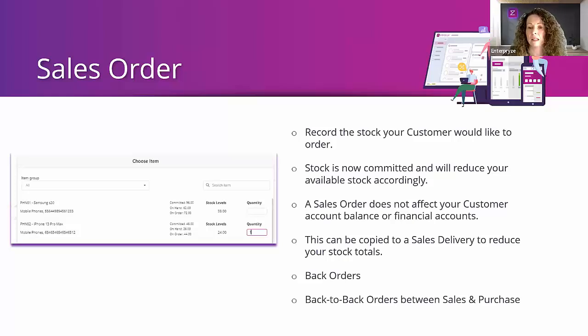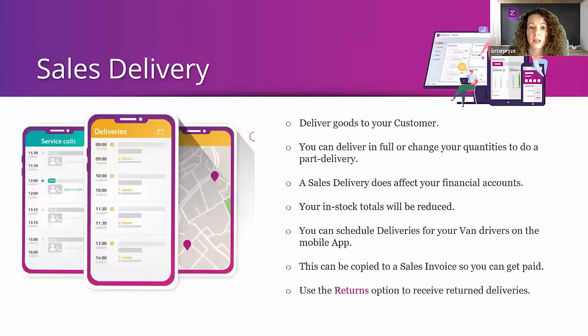And as I've said, this can then be copied on to a sales delivery, which of course will effectively reduce the stock totals. Orders can be back orders, back-to-back orders between sales and purchasing as well. So you can perform those within the actions menu. So that's where, of course, you've copied part of the order to a delivery and left some lines open. So you've got just a simple back order, or you want to ensure that stock is also purchased from the relevant supplier, so you can do a back-to-back between your sales and your purchases.